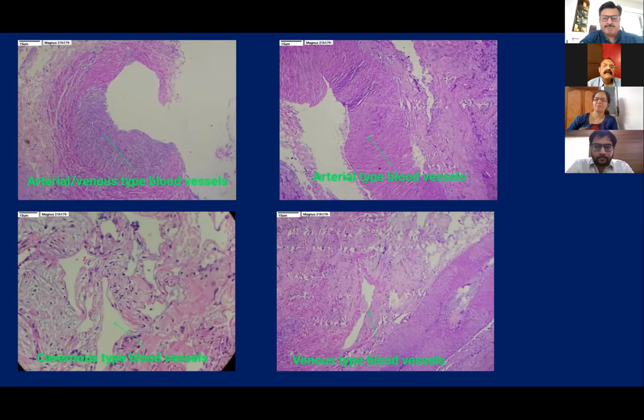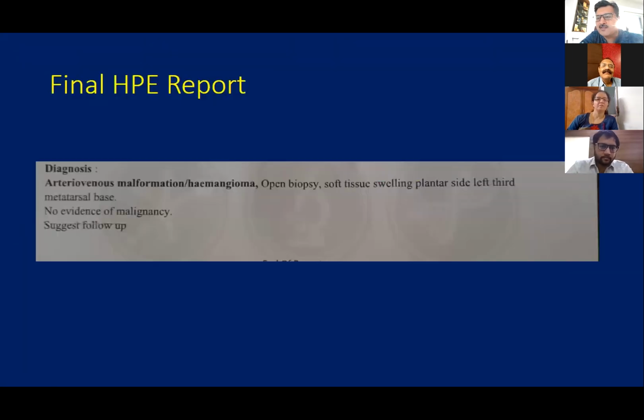Even no evidence of PVNS, which Dr. Mihir was thinking about. So it's some sort of arteriovenous malformation, hemangioma. Yeah, so still that young lady is in plaster waiting for suture removal. Maybe in the next couple of months, we will come and tell you whether her pain is gone or not.